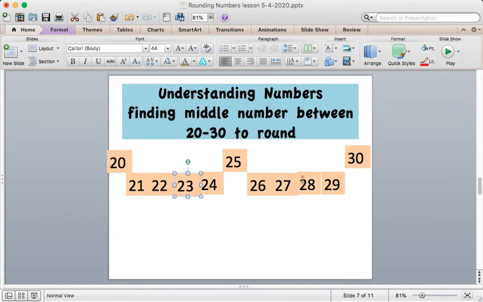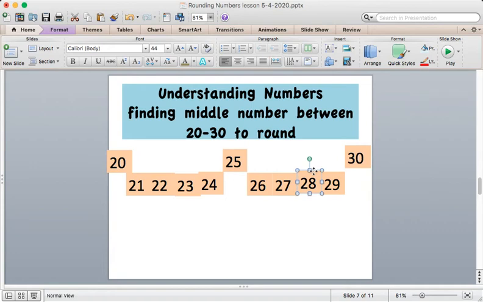If I chose 28, where would I be rounding 28? 28 falls between 25 and 30. Higher than 5, you round to the higher 10, which is 30. Okay? So this is getting closer and closer to us getting ready to really round.